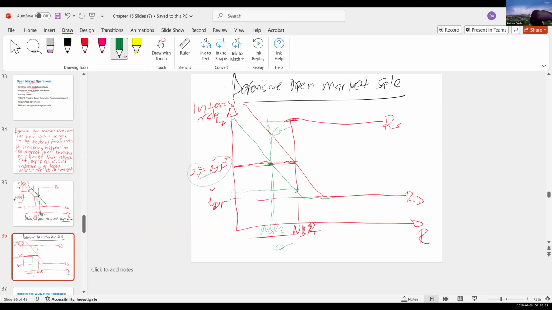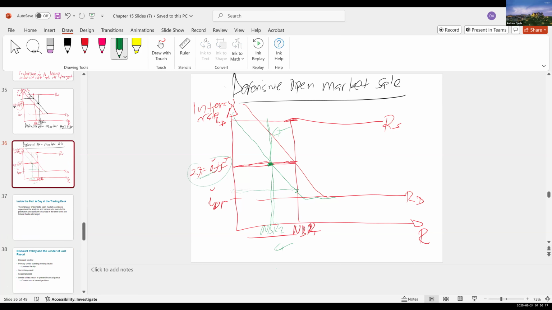A defensive open market operation, whether sale or purchase, works like this: the Fed sets a target on the equilibrium federal funds rate, and then something happens in the market to throw the interest rate away, the demand shifting to the left or to the right. The Fed is going to counter that using either a defensive open market purchase or a defensive open market sale. That's going to keep the interest rate at this target.